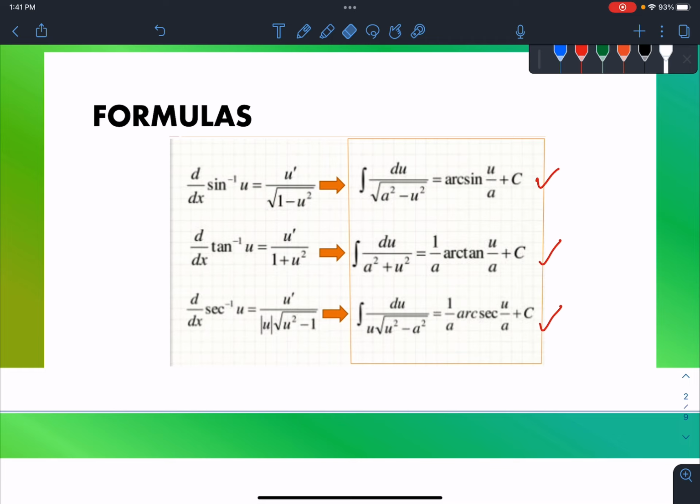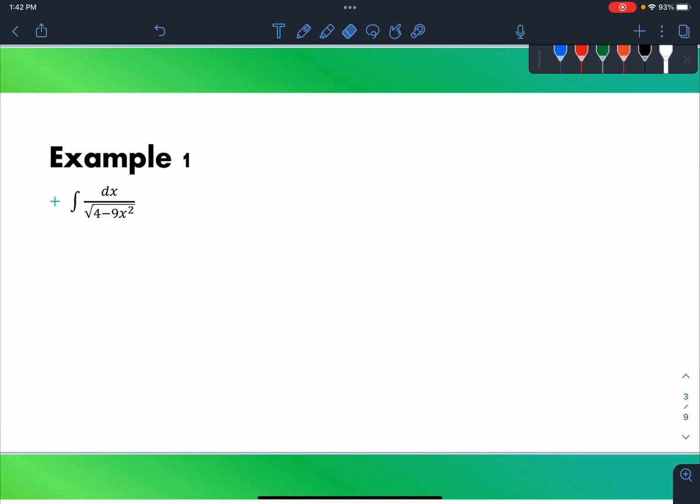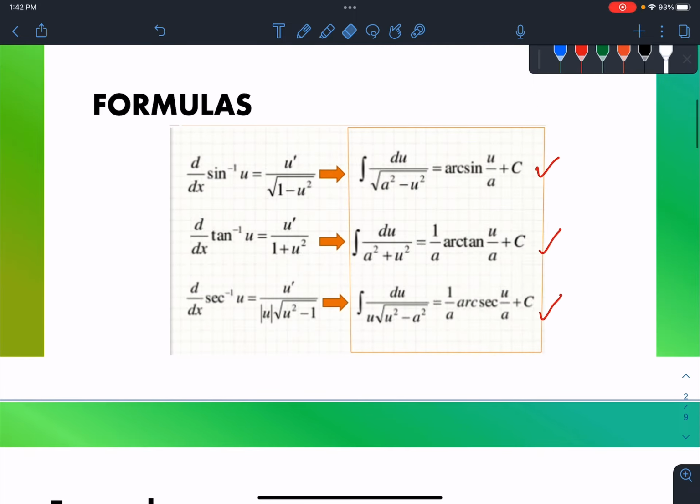Okay, so let's try to solve some problems pertaining to integrands leading to an inverse trigo function. We'll start with our first example. In determining which among the three inverse trigo functions we are going to use, the clue is we have to take a look at the denominator. If the denominator is a square root, it's either arc sine or arc secant.